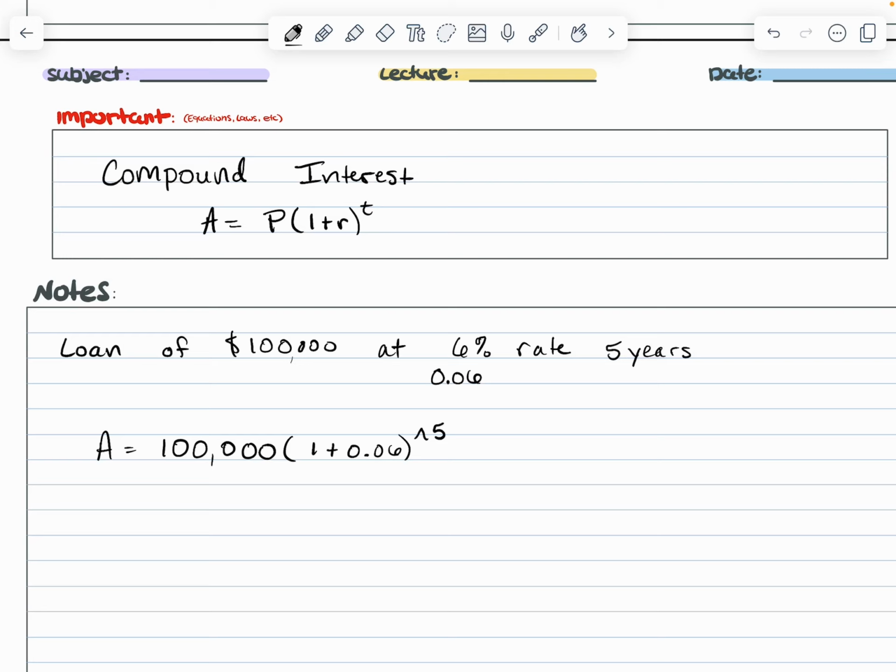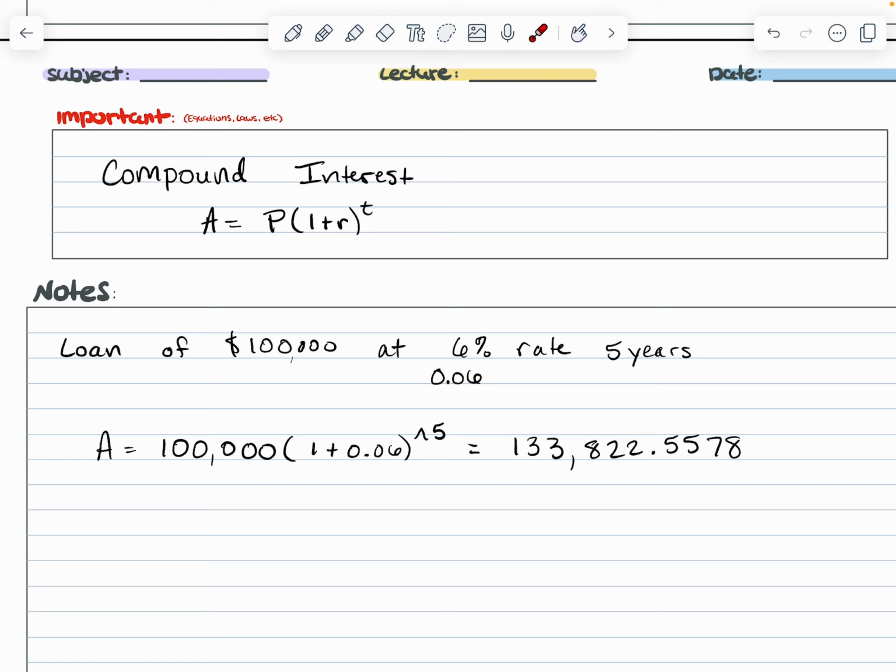Okay, so 100,000, I'm just going to type this in my calculator. I encourage y'all to do that as well. 1 plus 0.06 raised to the 5th power. And when we get that, the number that comes out is 133,822.5578.